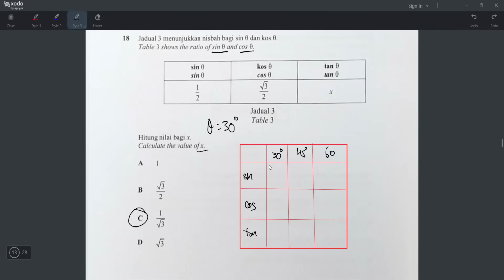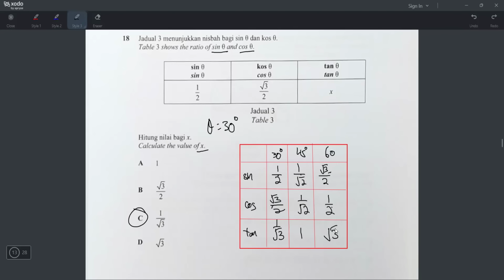Okay, the way I teach my student to hafal is sine 30 and cos 60 sama, so 1/2, 1/2, and sine 60 and cos 30 same, and it will be √3/2. Here also √3/2, and then sine 45 and cos 45 sama, √2/2 style, 1/√2 both. Okay, tangent 30 is 1/√3. Tangent 45 is 1, tangent 60 is √3.